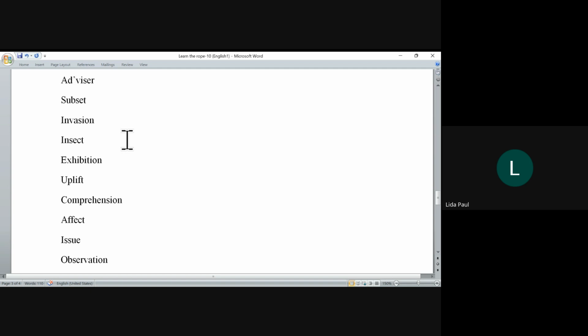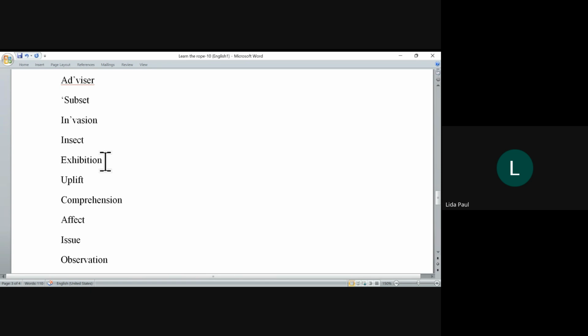Subset. Subset is what? It is a noun, right? So first syllable, because it is a noun. All right. Then comes invasion. Invasion, second syllable. Why so? Invasion has the suffix sion, so the second syllable. Okay, because of shun. Correct. So you have a shun suffix, and hence this has to be on the second one.